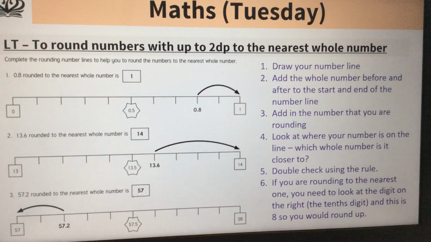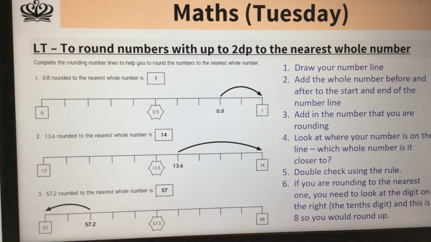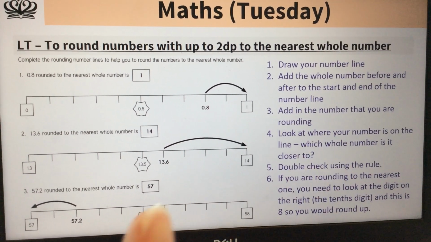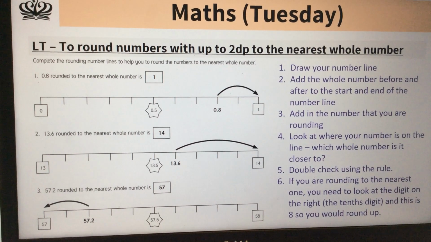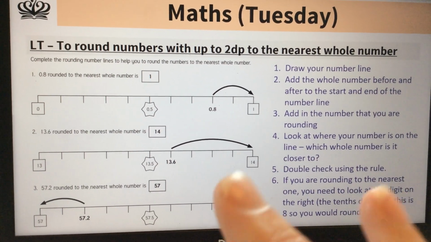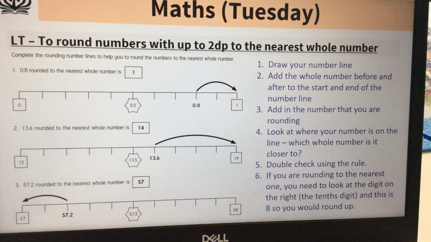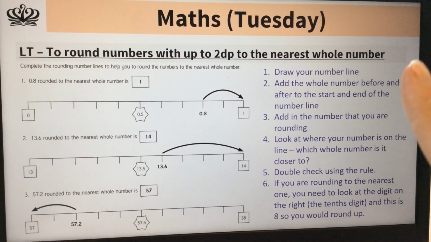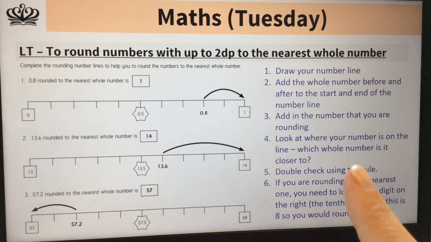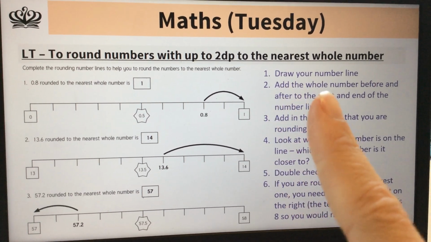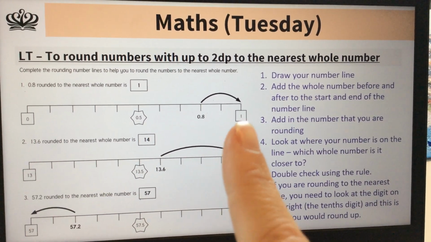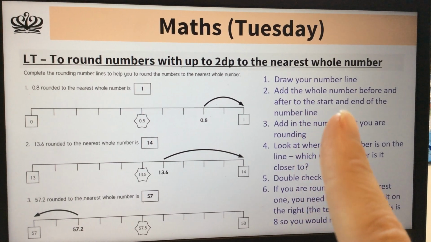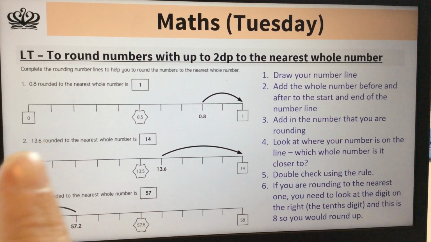So here we've got some examples, okay? And we've got some number lines as well to help you. So remember that drawing pictures, making things visual is a really, really good strategy in maths. So here we've got a list of the steps that you need to do. So number 1 is draw your number line. Number 2 is add the whole number before and after to the start and end, okay?